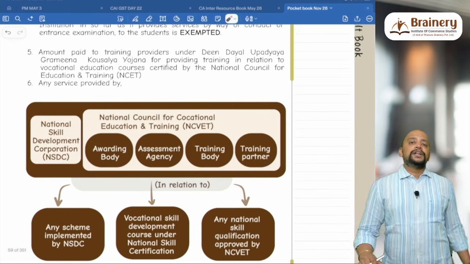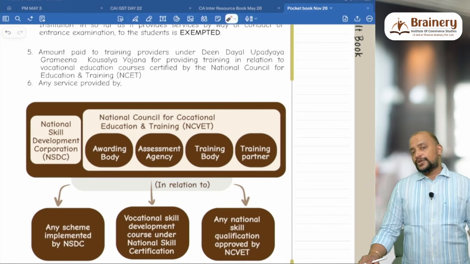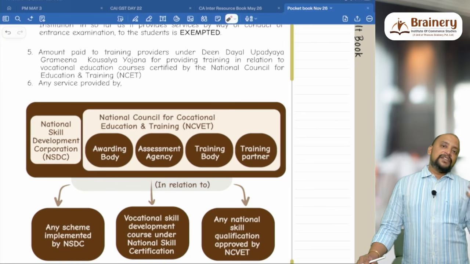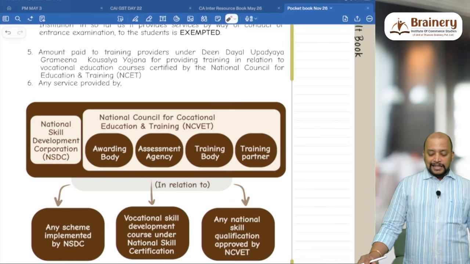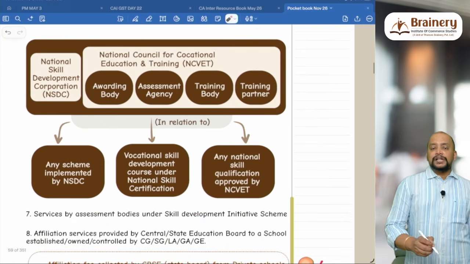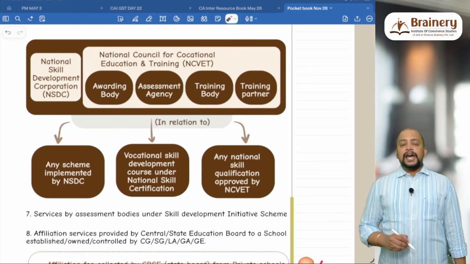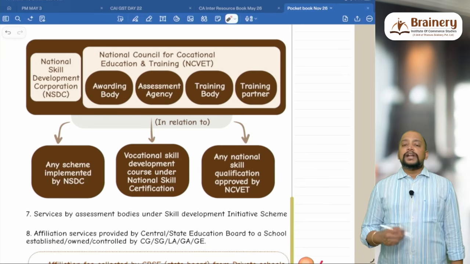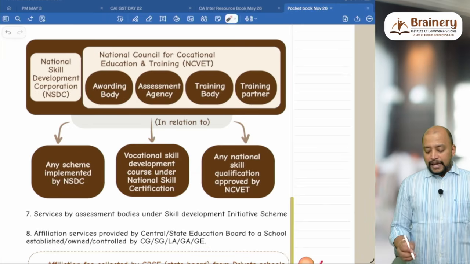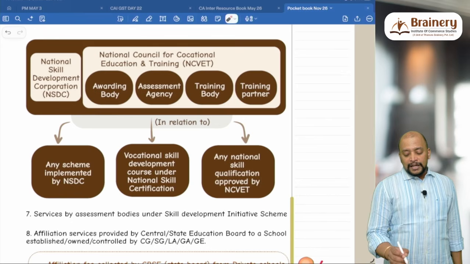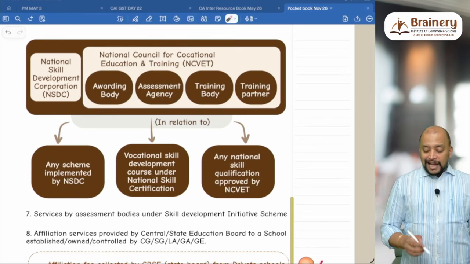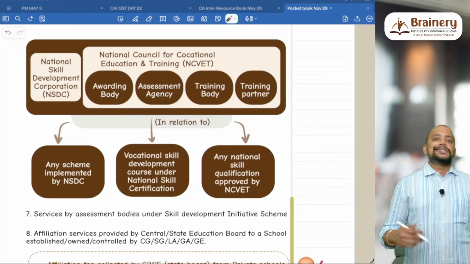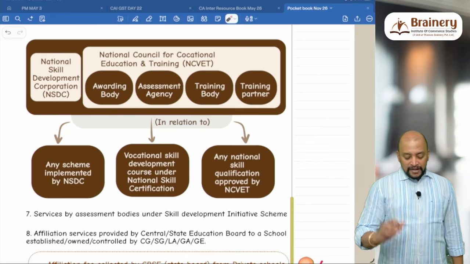Then amount paid to training providers. There are some training providers under Deen Dayal Upadhyaya Gramin Kaushal Yojana who go to the rural places and provide skills in the rural places. They will get some money from government, that is exempted. Then next, services provided by National Skill Development Corporation. So they have awarding bodies who will be giving the certificate, assessment agency who will conduct the test, training body who will design the curriculum, training partner who will do the teaching. And if these people are approved by National Skill Development Corporation, whatever charges are collected by them for providing the skill courses will be exempted.